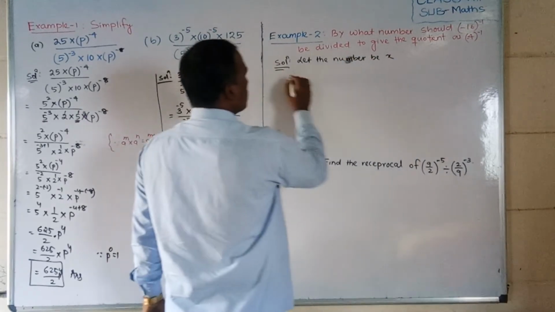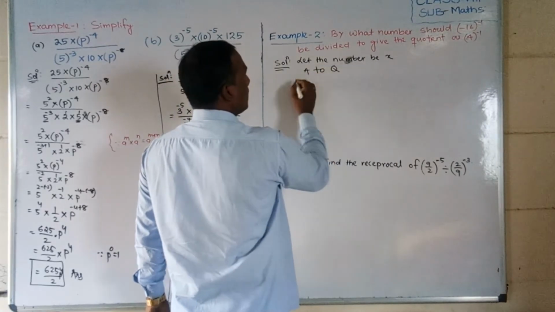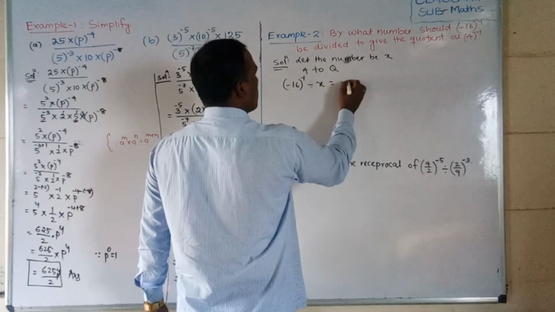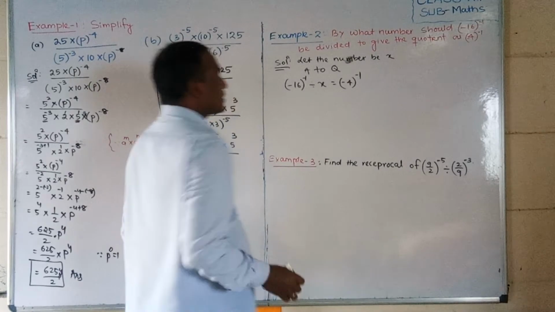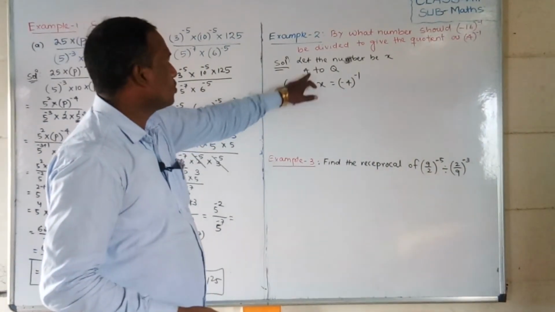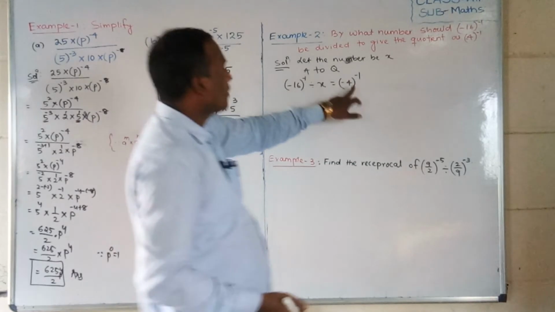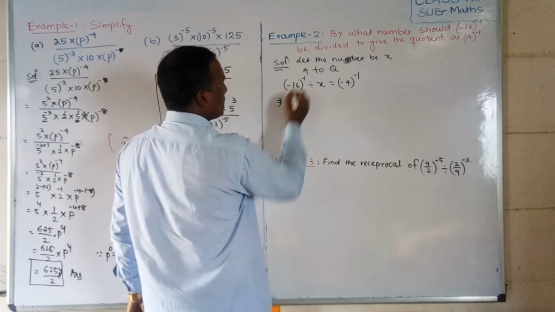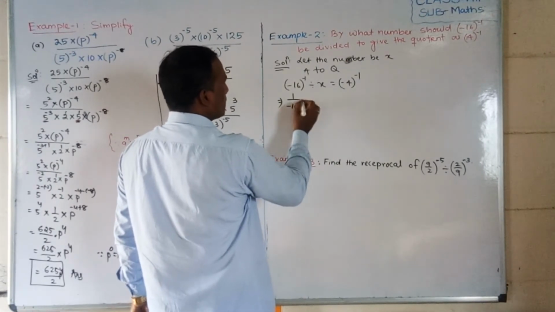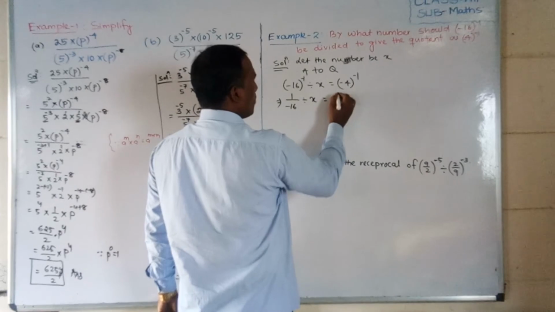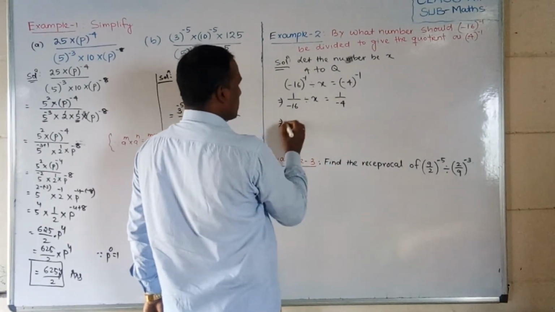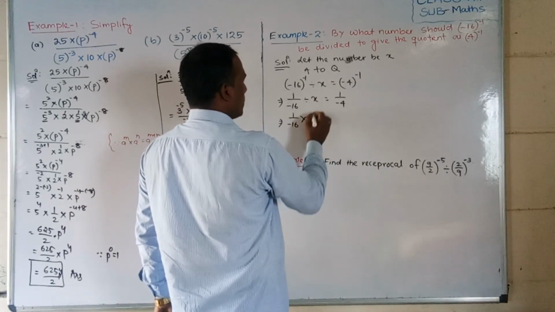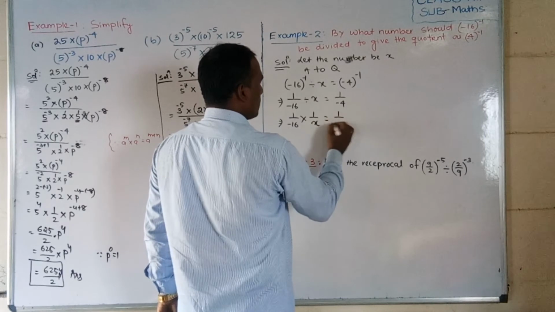be x. According to the question, minus 16 to the power minus 1 divided by x is equal to minus 4 whole power minus 1. So minus 16 to the power minus 1 is divided by which number, so that the quotient will be this? Now, if we take the reciprocal, it implies 1 by x is equal to 1 by minus 4, 1 by minus 16 into... so we will get 1 by x is equal to 1 by minus 4.